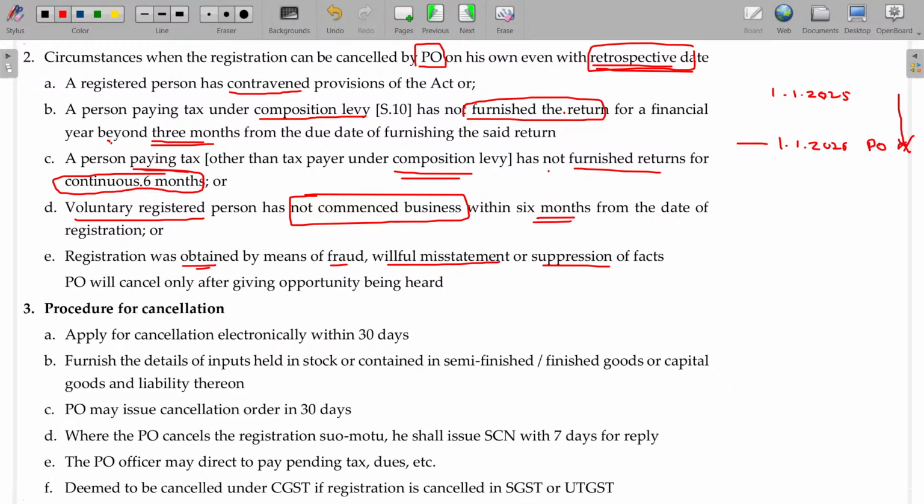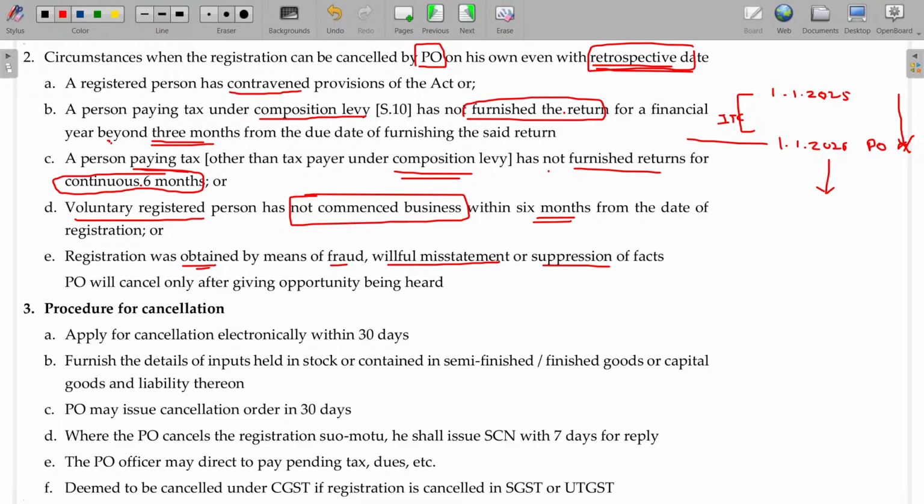So, effectively the proper officer cancels from this date only, prospective. But he says, no sir, your registration is cancelled not from this date. Registration is cancelled from 1/1/2025. If it is so, whatever ITC you claimed, you have to refund. You might have claimed the ITC, being the registered person from 1/1/2025 to 1/1/2026, as you are the approved, registered person.